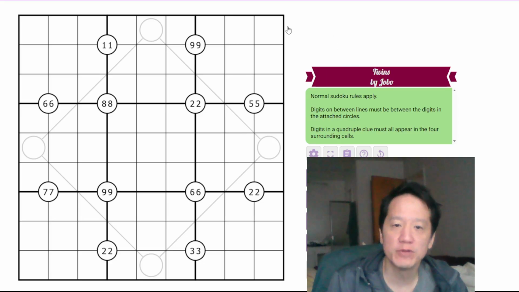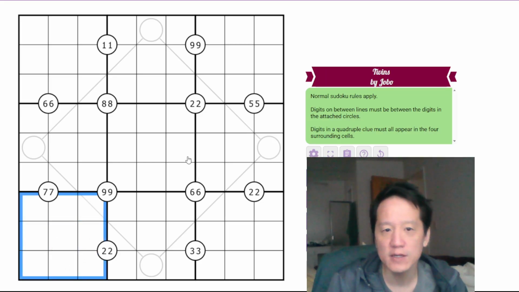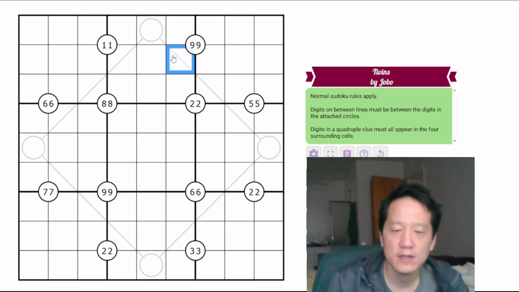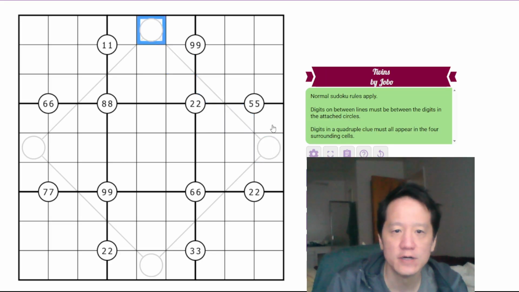Normal Sudoku rules apply, which means fill the grid with the digits 1 through 9 such that there are no repeats in any row, column, or box. Digits on between lines must be between the digits in the attached circle. So these are called between lines, and these three digits must be essentially between the two digits that are on the ends of these lines.